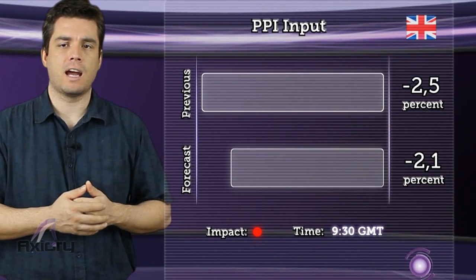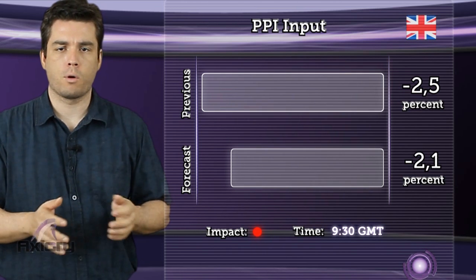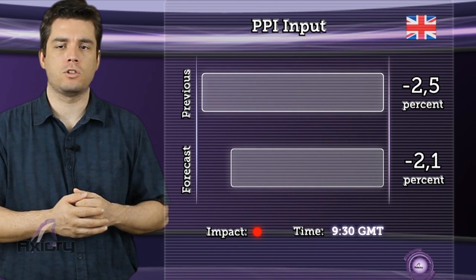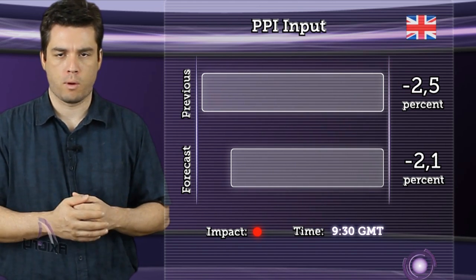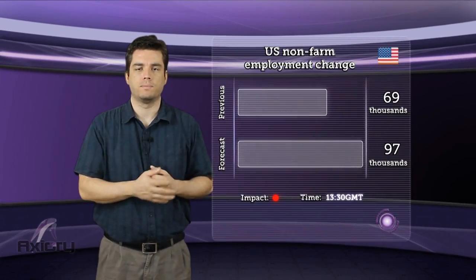Next news will be released at 9:30 a.m. GMT. Office for National Statistics is going to report UK PPI input. In previous report, PPI fell to minus 2.5% and is now expected to fall, but only to minus 2.1%. Moreover, it will have a high impact on the cable.